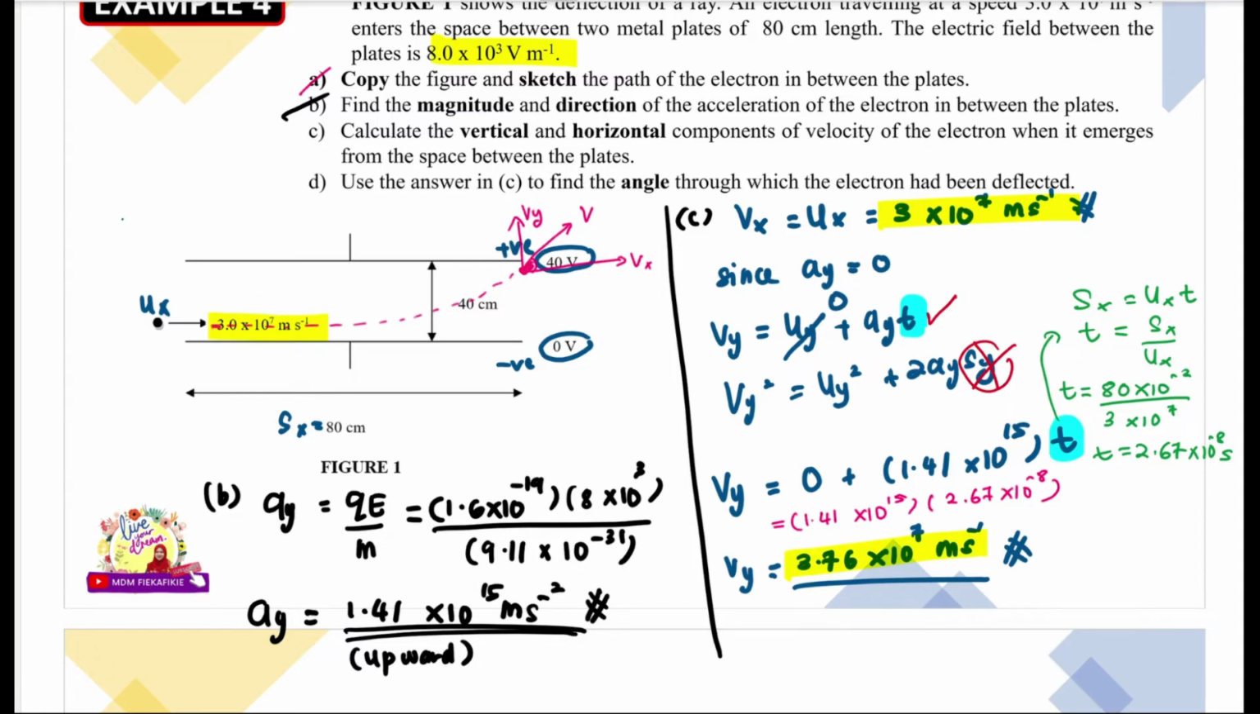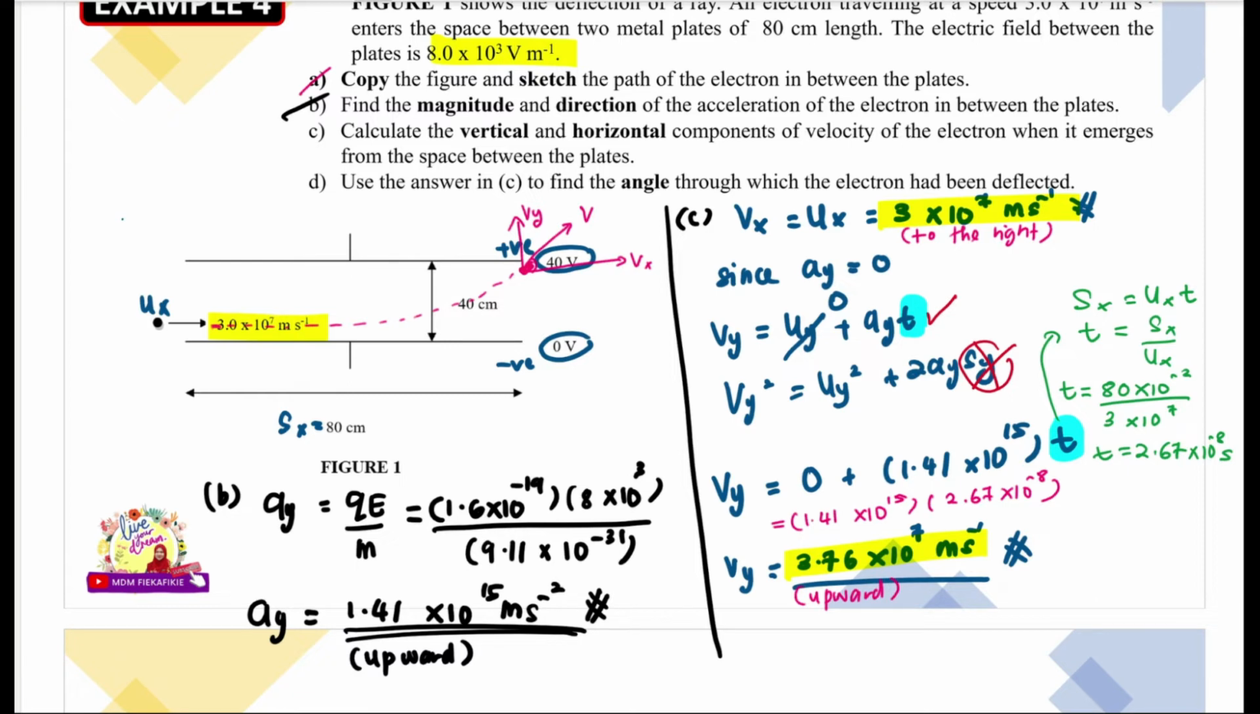Okay, so now kita nak tengok pula angle. Yang tadi Vx dengan Vy tu, you nak nyatakan direction dia pun boleh juga. Okay, Vx to the right. Kalau kata boleh tak nak nyatakan direction? Boleh je, sebab dia adalah vector.